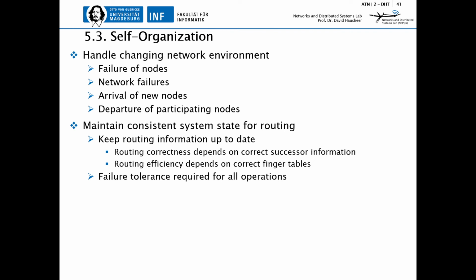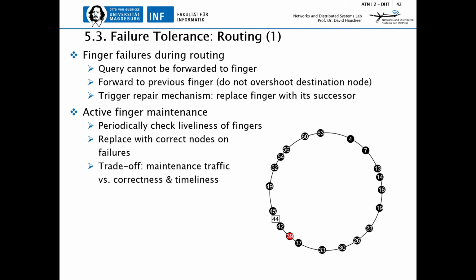Also, for all these operations, there needs to be a failure tolerance, so that whenever individual nodes or individual links fail, we can still reliably retrieve the corresponding results. Now let's look at how failure tolerance is being included in the Chord network.